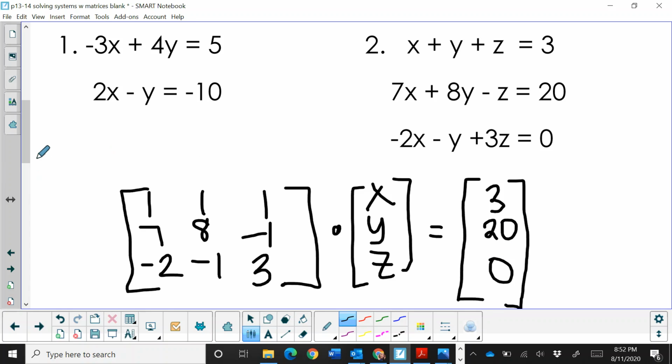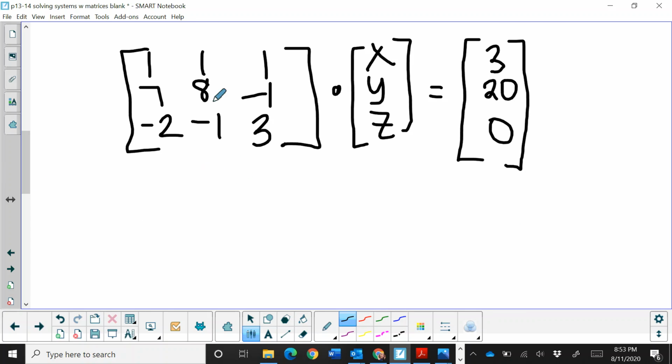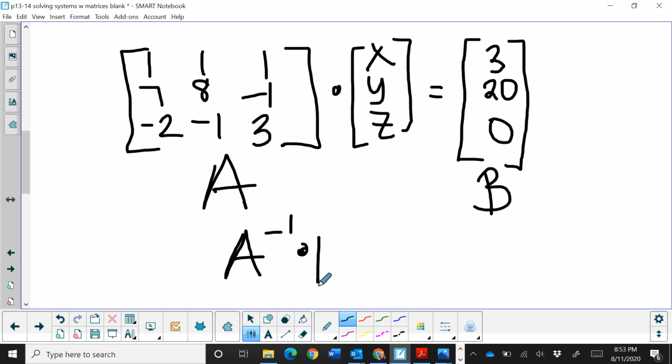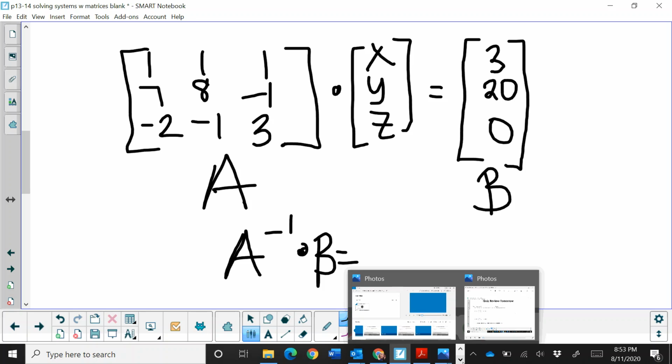Now, to solve this, I'm going to take this and put it in my calculator as A. And I'm going to put in my solutions as B, and then I'm going to do the commands A inverse times B. And that should give me a 3 rows, 1 column solution for X, Y, and Z. So now let's grab our calculators.